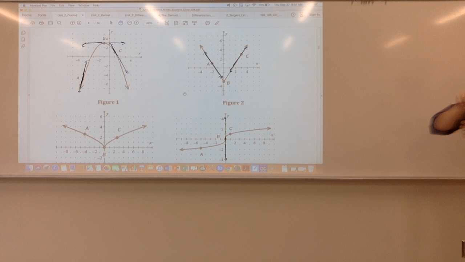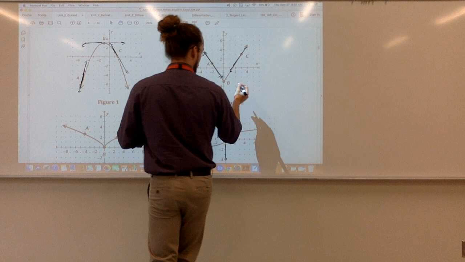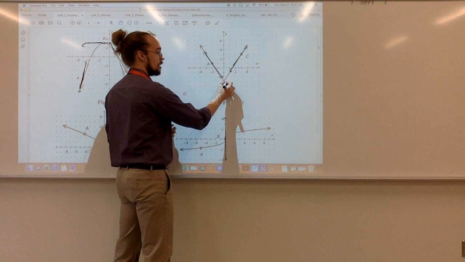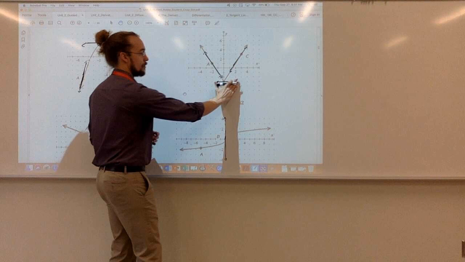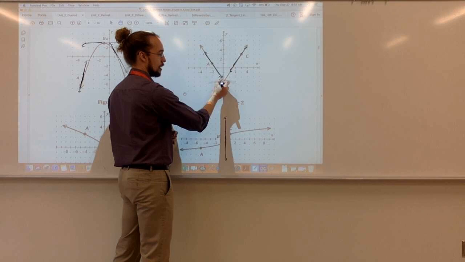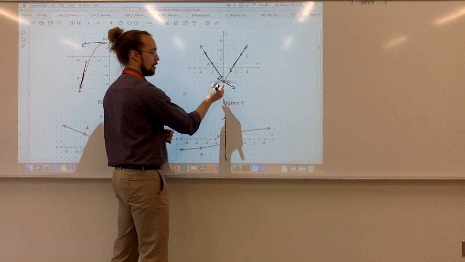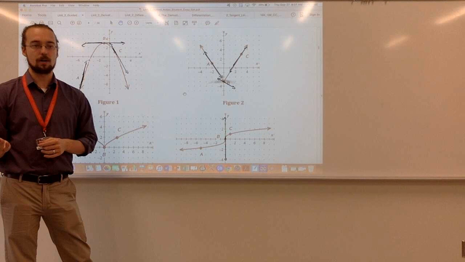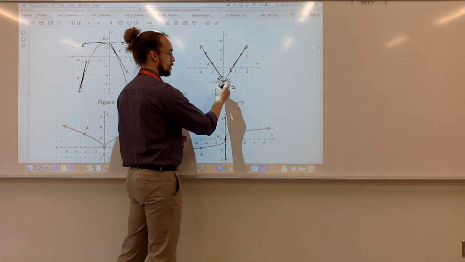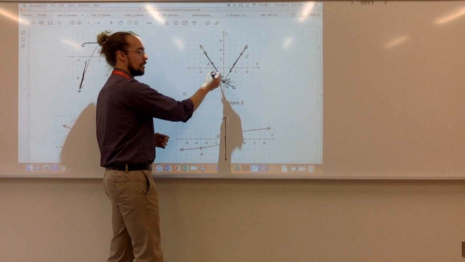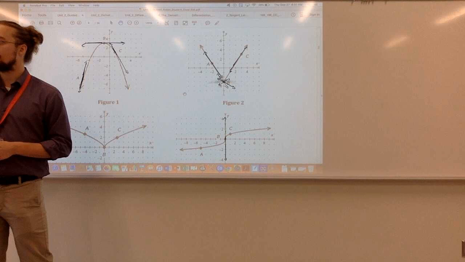Maybe. I mean, it kind of seems like it should be a horizontal, but what if I draw something like that? That would still only hit the curve at that one point. And then, if you really want to be technical, I could draw something like that, or I could draw something like that.